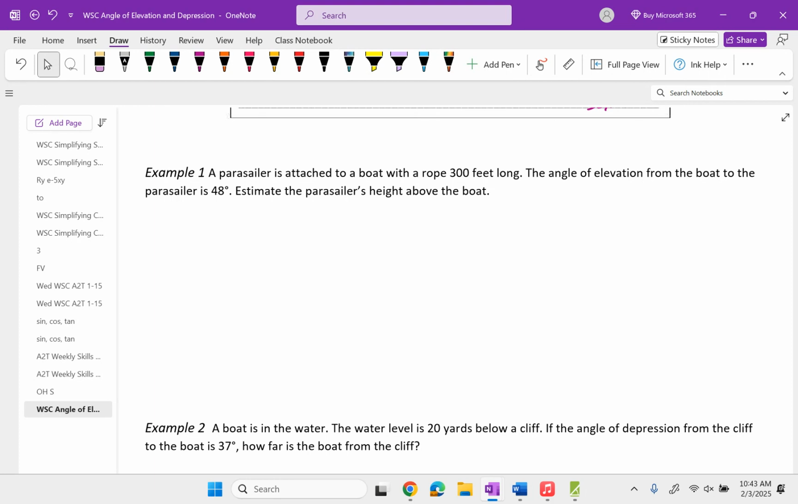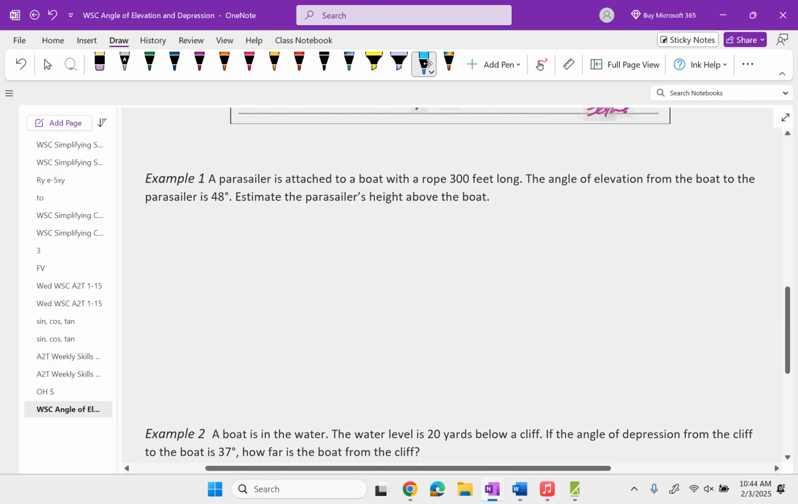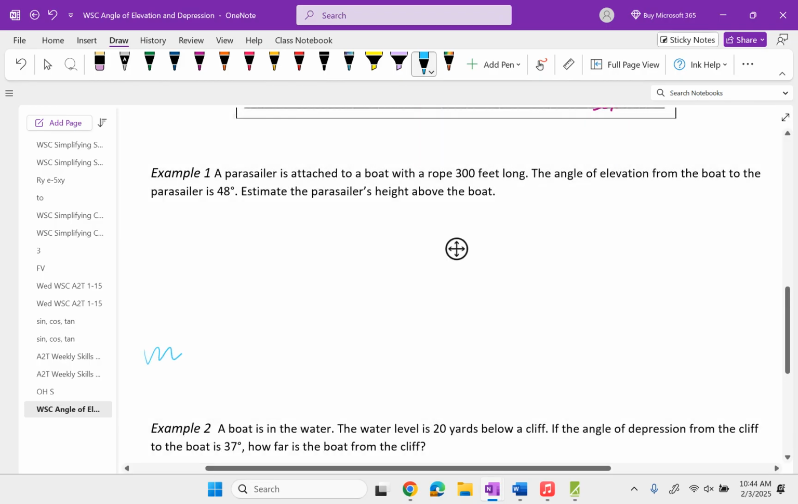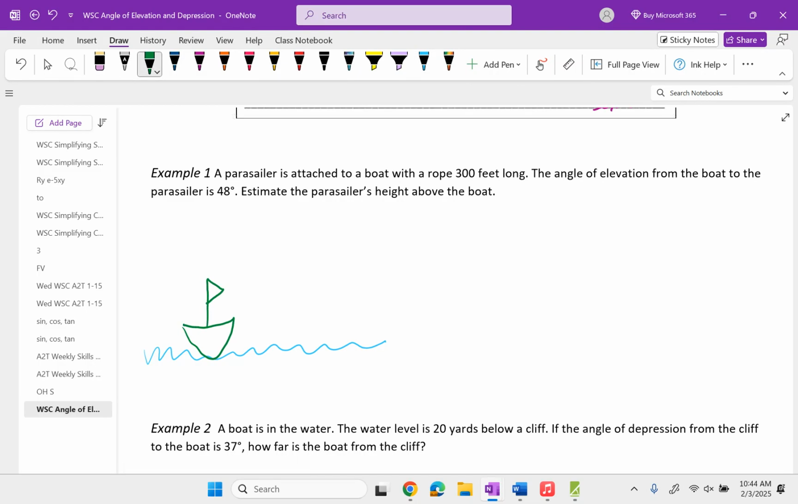All right, you ready for my fantastic art skills? Okay, here we go. We've got to have some water if we're going to have a boat, right? So we got some water. Then we need to draw a boat. Here comes my boat. Best boat ever. Because this would be the type of boat we would use for parasailing, right? All right. And then we need a parasailer attached to a rope.